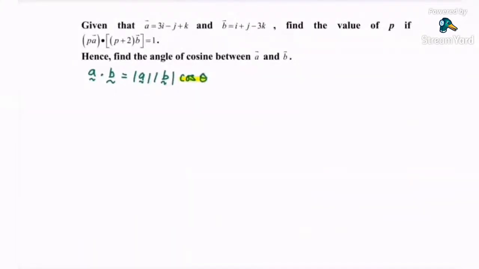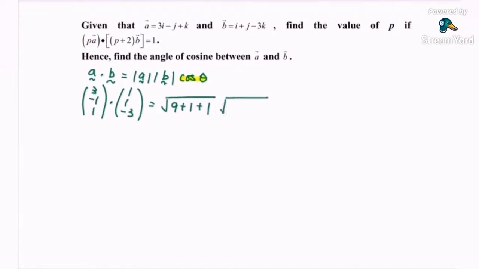Next, kindly substitute the value. So 3, negative 1, and 1 dot with the B, where we have 1, 1, negative 3. And the modulus of A, where we have 9 plus with the 1 plus with the 1. Multiply with the modulus of B, where we have 1 plus 1 plus with the 9, cos theta.